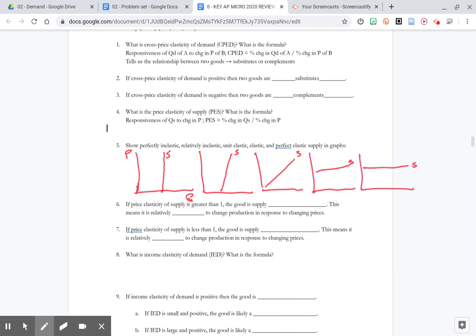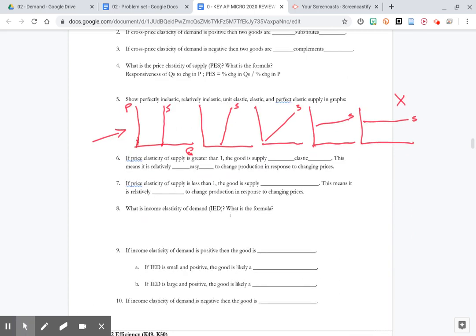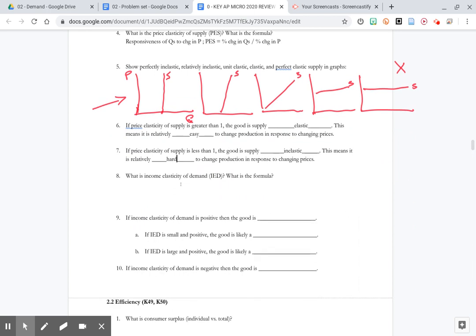And I'm going to be honest, these on the left are more common than these, not as common. Now, the way we interpret these is, if PES is greater than 1, the good is supply elastic. And that means it's relatively easy to change production in response to changing prices. You could ramp up production and change quantity a lot if the price changes a little bit. But if PES is less than 1, it's inelastic. And so it's relatively hard to change production in response to changing prices.